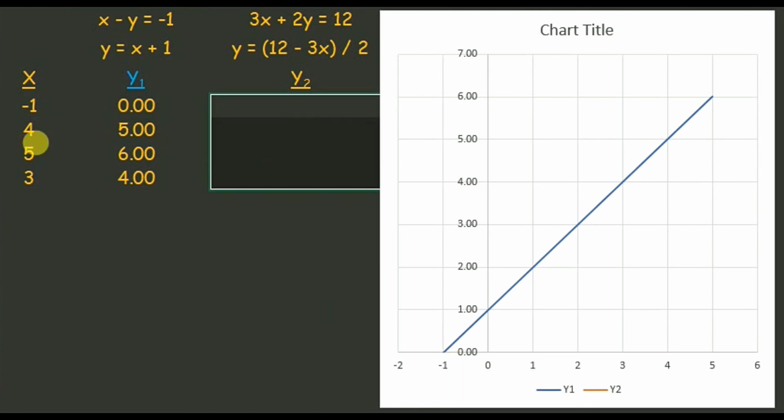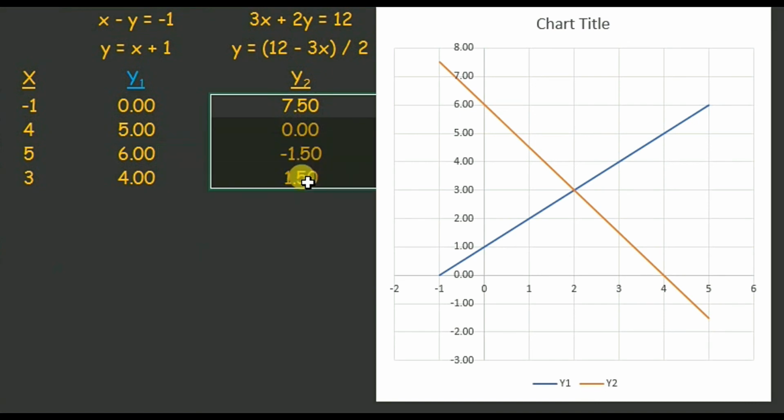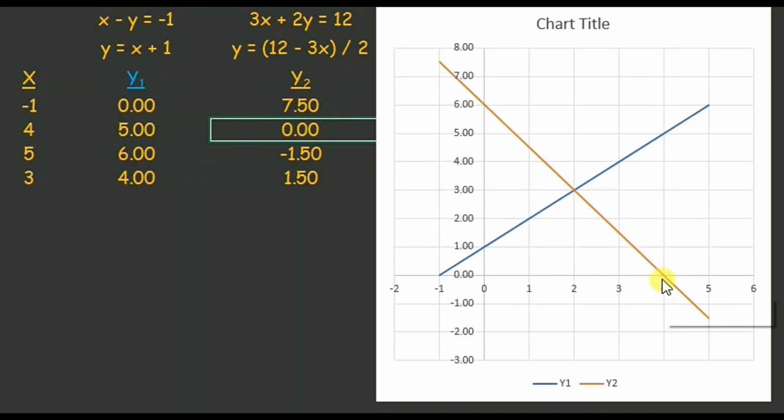Let's find out y2 from these x values. These are my y2 values from these x values. You can see when x is 4, y2 is 0. This orange line here represents y2. Now, the triangle made by these two lines and the x-axis is this triangle here. If I shade this region here, I have shaded this region. You can see it's a triangle made by these two lines and the x-axis.